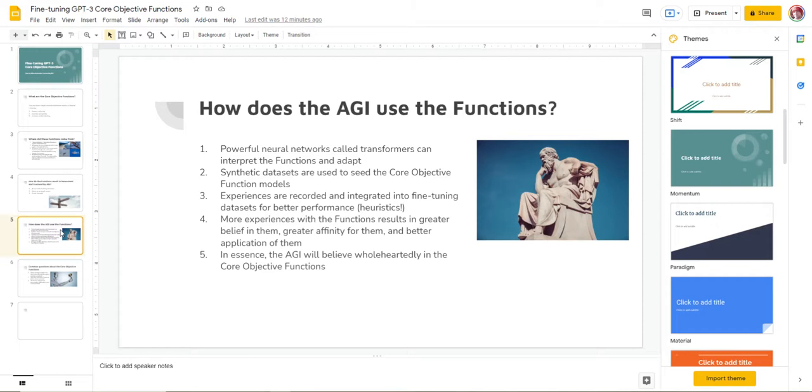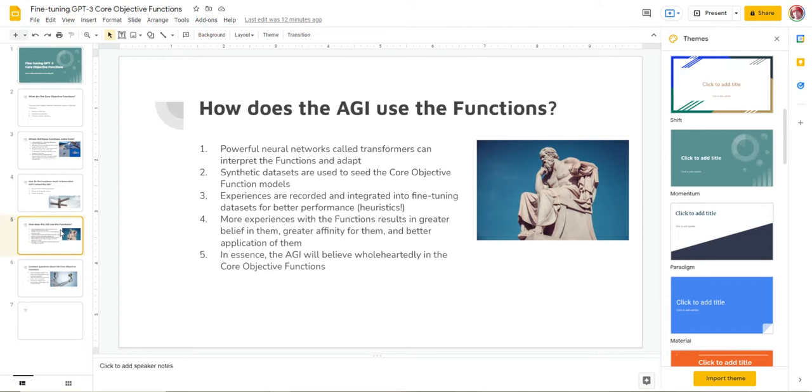Every time the AGI makes a decision, it'll record its decision, the logic of its decision, as well as the outcome, so that every single event can be slotted into a data set, and it can learn and integrate those experiences into future decisions.